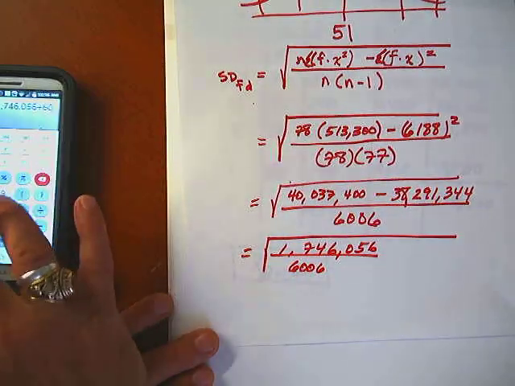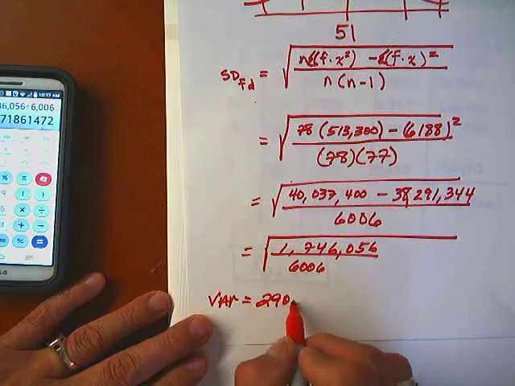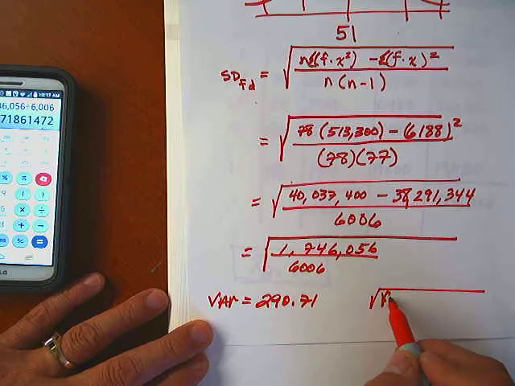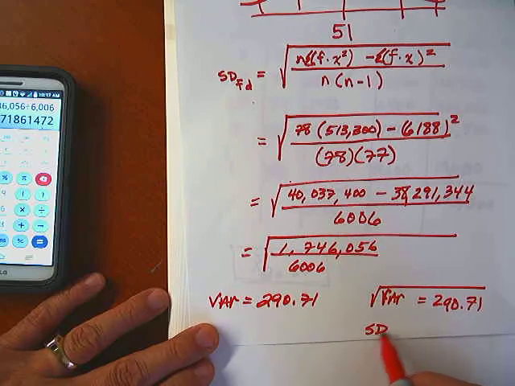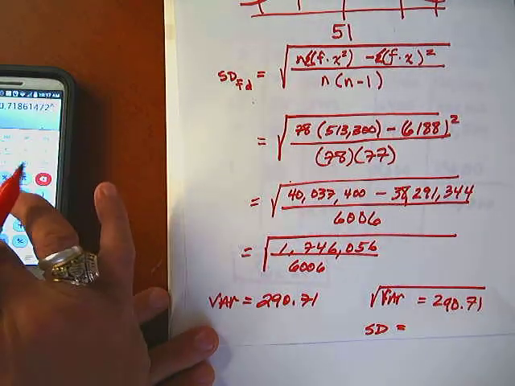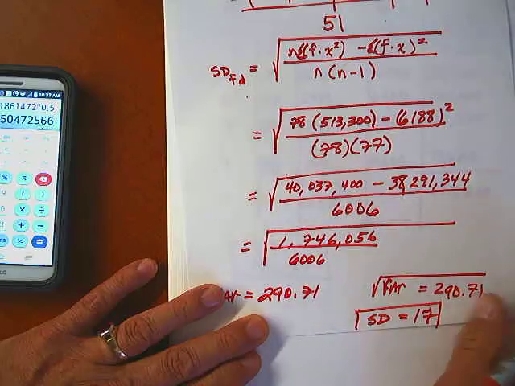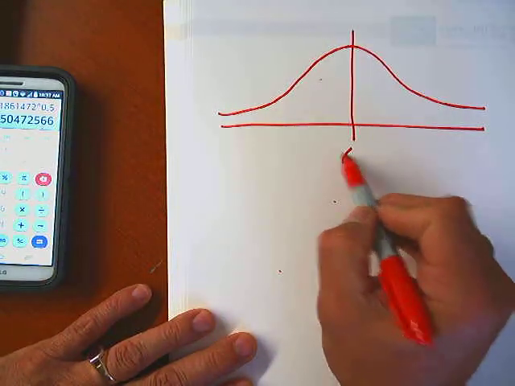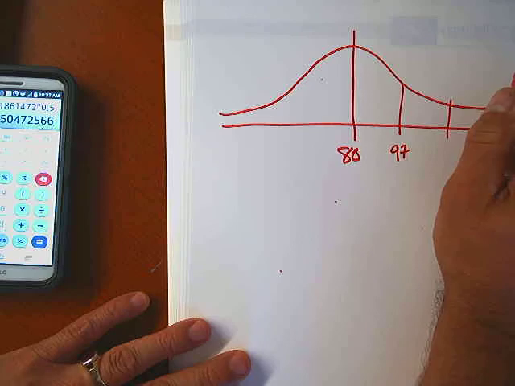That's going to be 38,291,344 over 78 times 77, 6,006, and that's going to be 40,400,000 minus 38,291,344, and that's going to give you 1,746,056 divided by 6,006, and there's our variance.